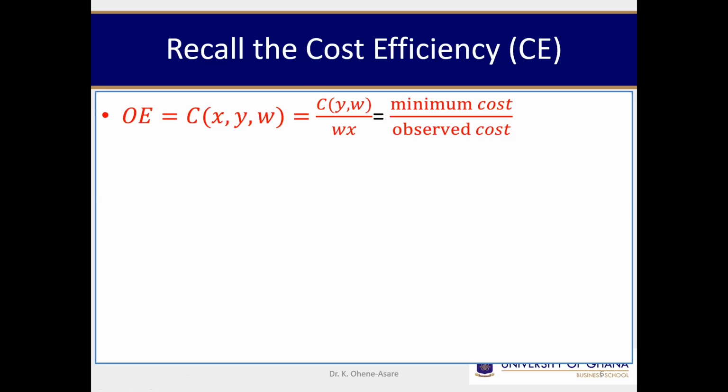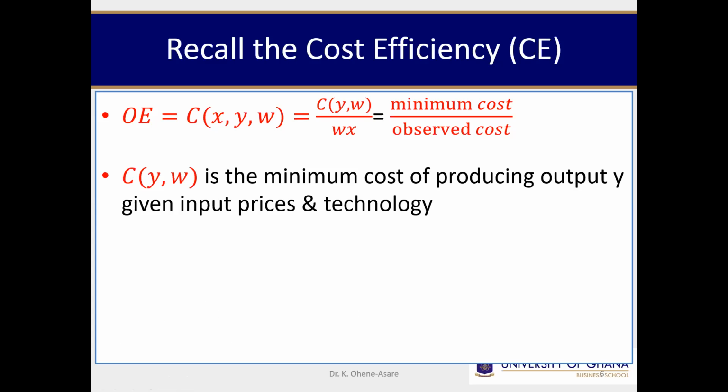Now, I told you that the cost efficiency is the minimum cost over the actual cost. The actual cost is also the observed cost. That is why you see this one. I just decided to give you these two formulae. So the minimum cost of producing a given output, given the input prices and the technology, that is the C.